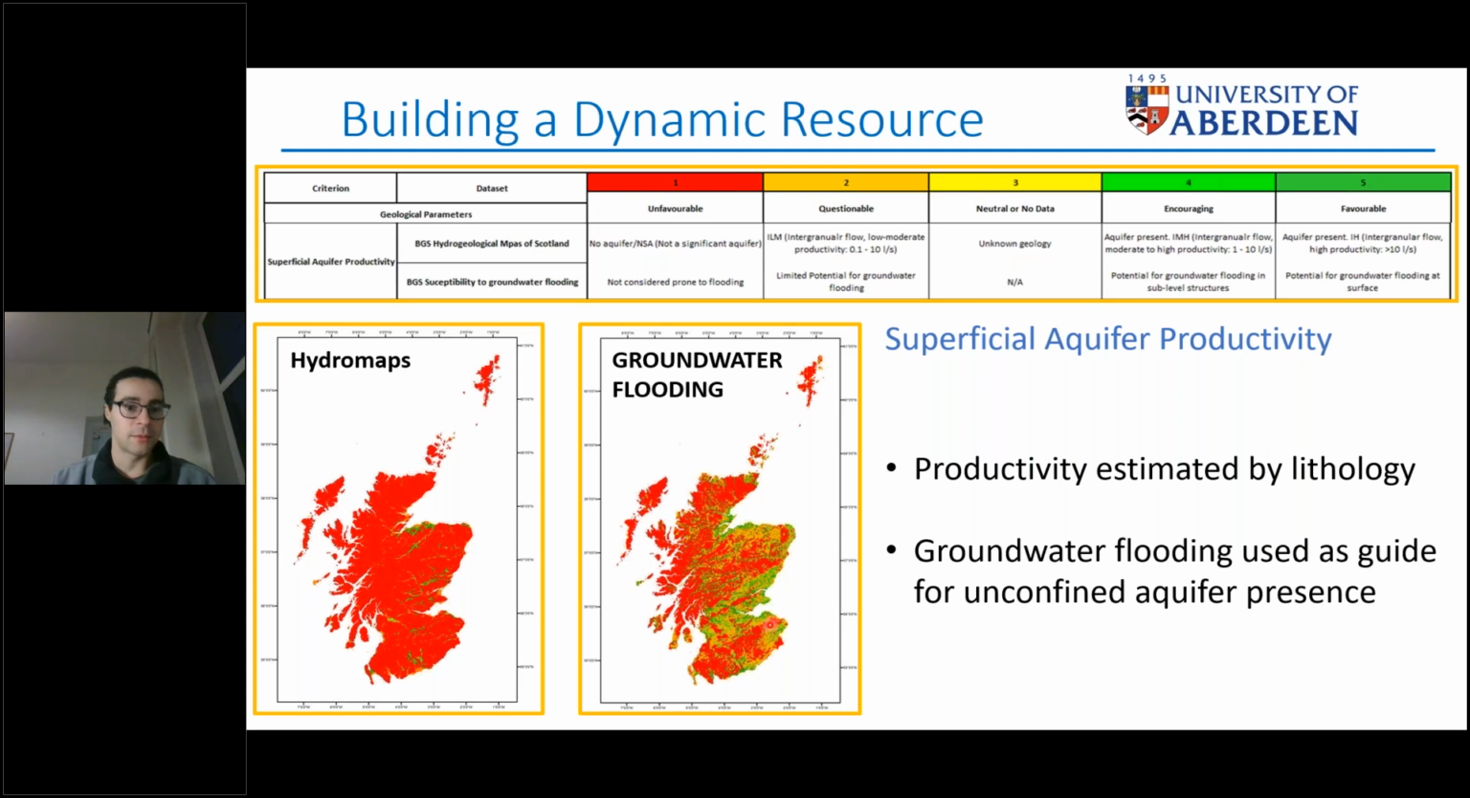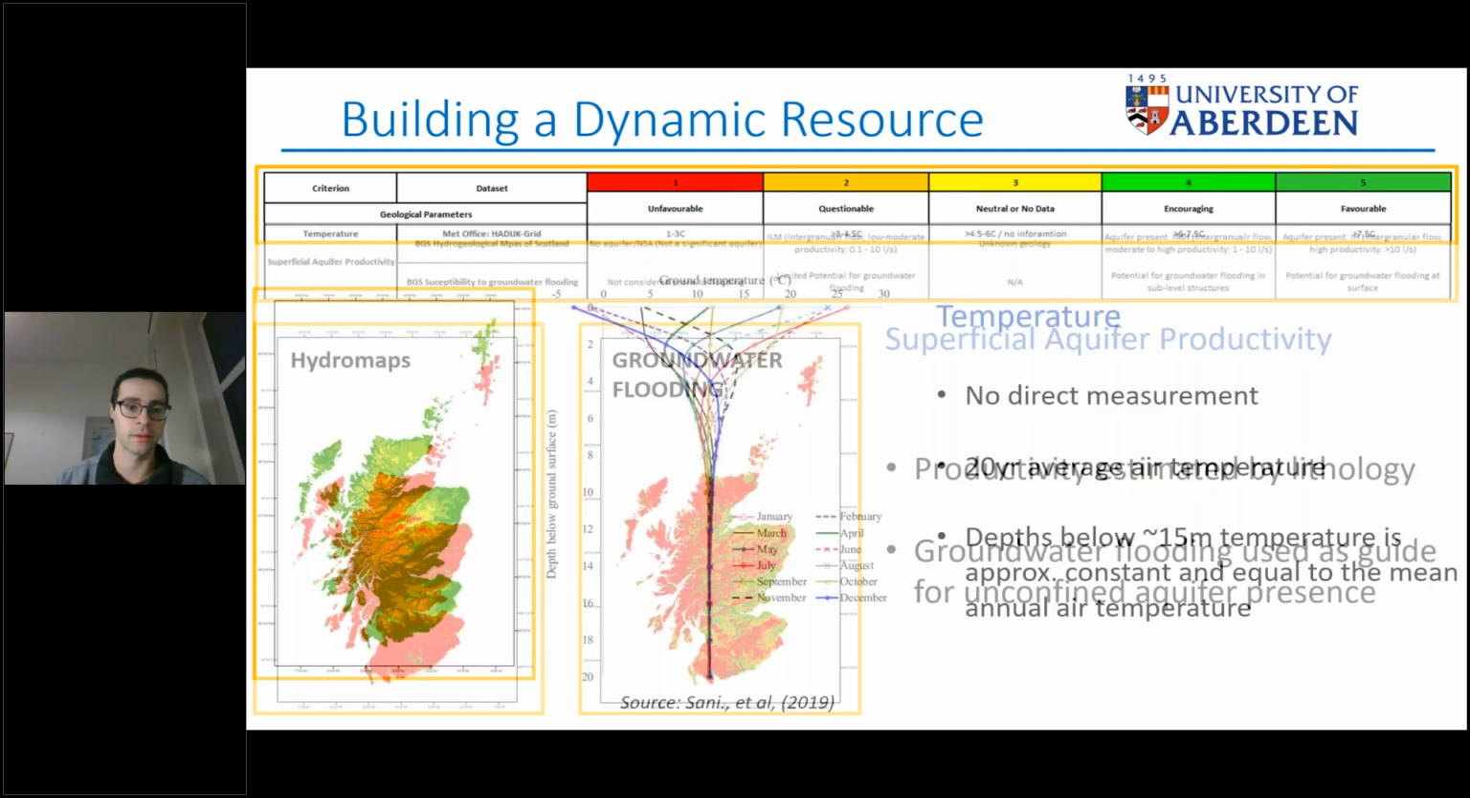The data set on the right is groundwater flooding, and that's used as a guide for unconfined aquifer presence, where you might get groundwater flooding in those particular areas.